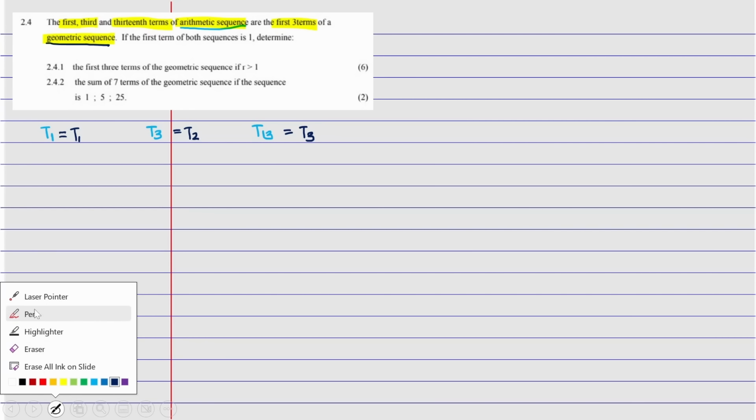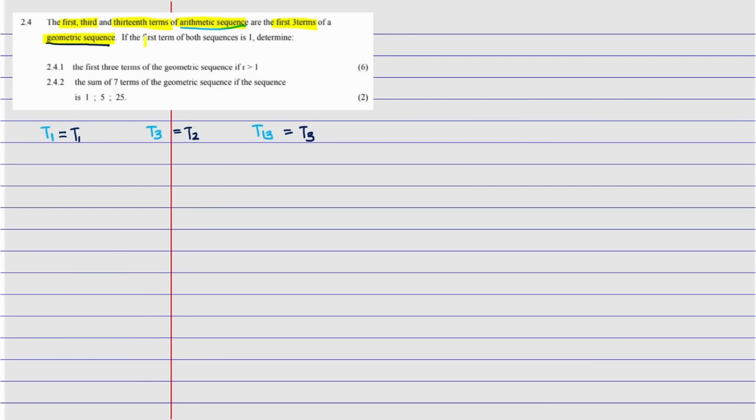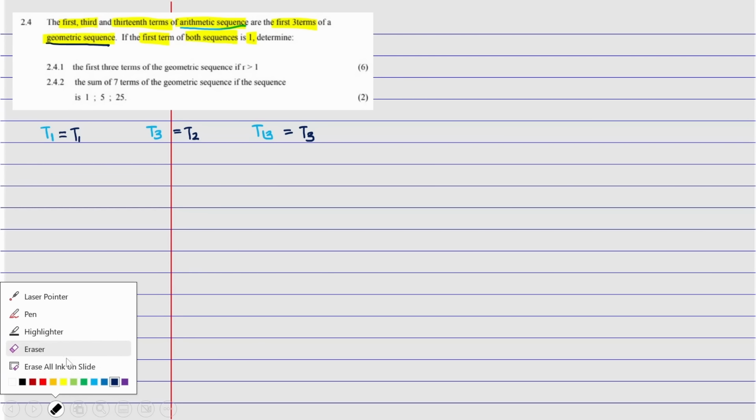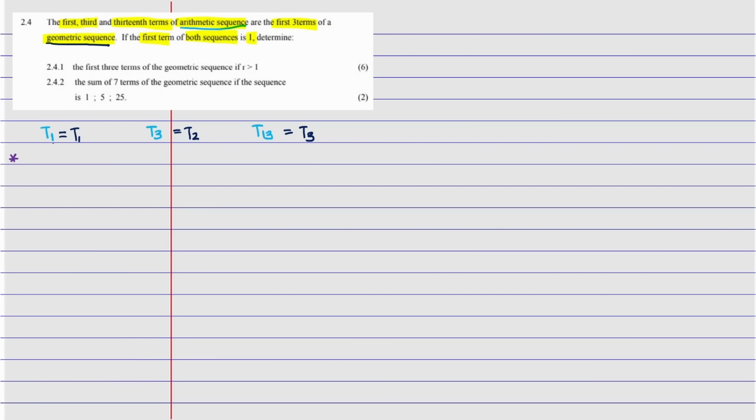So furthermore, they tell us more information. They tell us that the first term of both, meaning both the arithmetic and the geometric, is 1. So what does it mean? I'm just going to write with this color, so that I don't confuse you guys, I'm going to do it in purple. What do they mean when they say the first term of both sequences equals 1? It means T1, which is the same as A, is equal to 1 for both the arithmetic and the geometric, right?